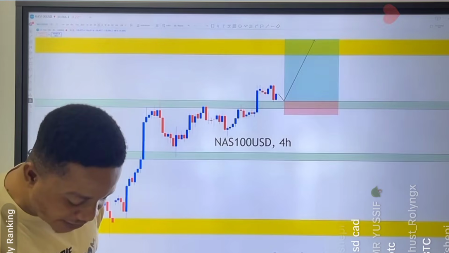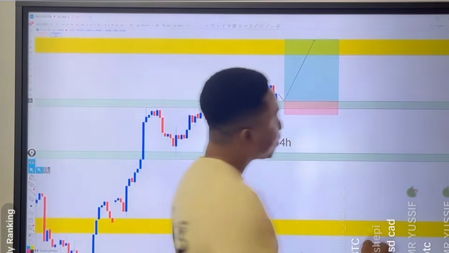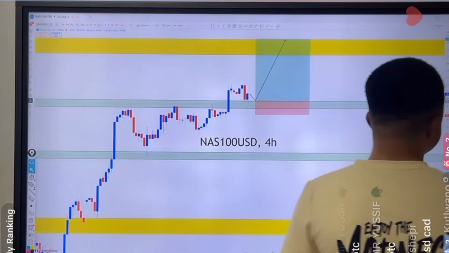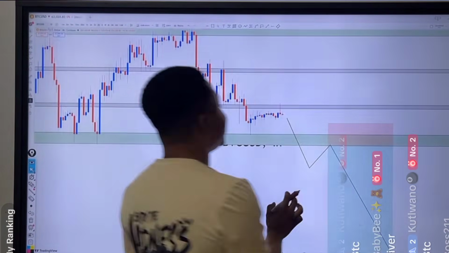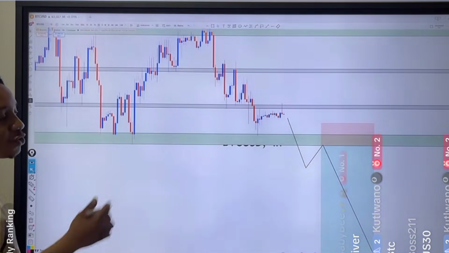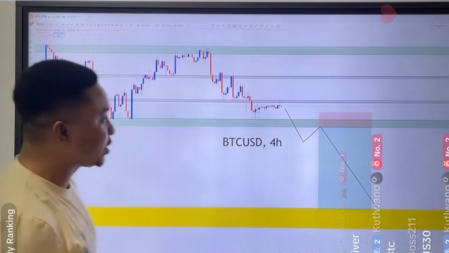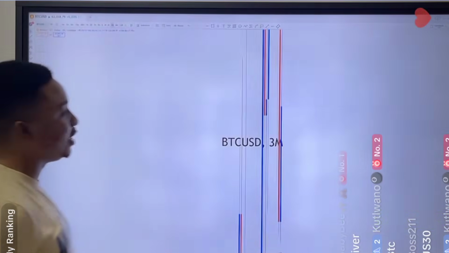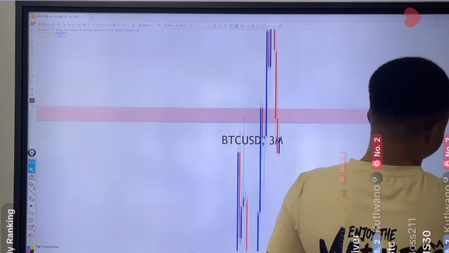I'm seeing BTC USD again by Mr. Yusuf. Mr. Yusuf is saying the BTC of Bitcoin. Let's go back to BTC. This is BTC USD. Now Bitcoin, we are looking for a selling opportunity. Why do we want to sell? Let's take it over to the weekly or the 3 months and begin with the full breakdown.